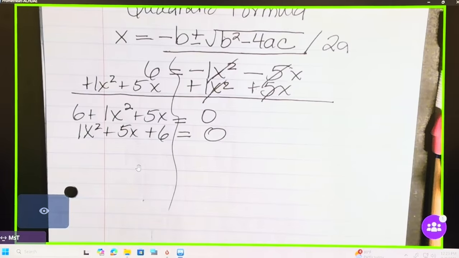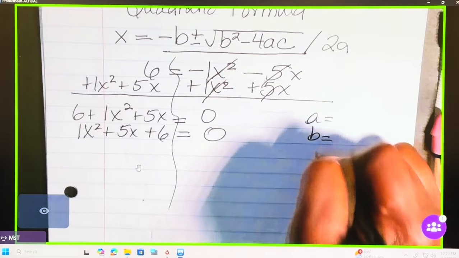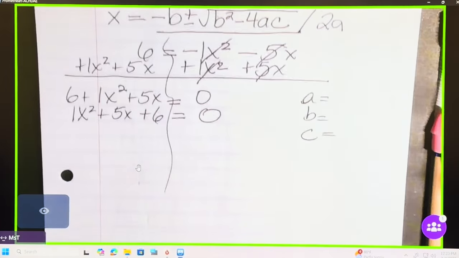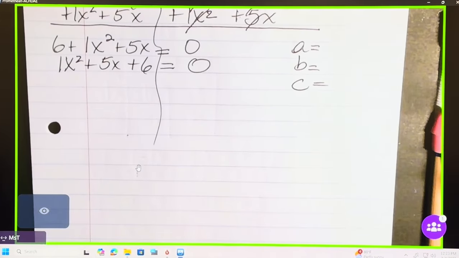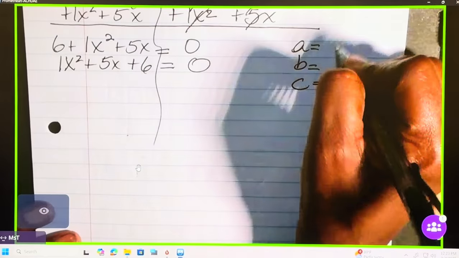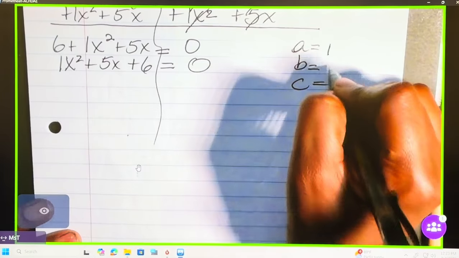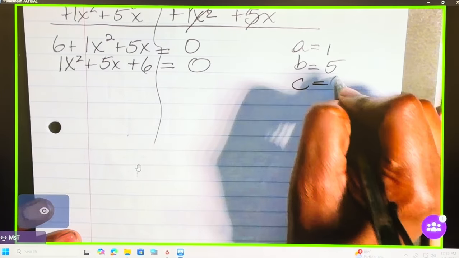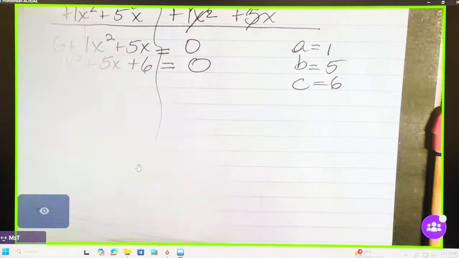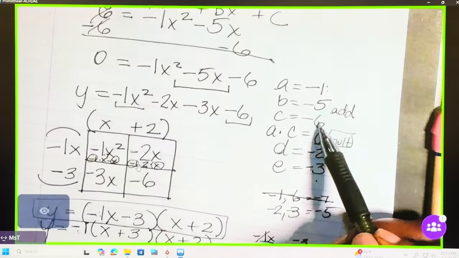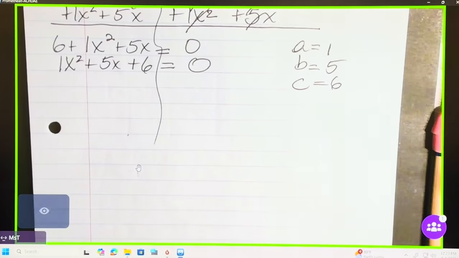No. So now I'm going to put A equals, B equals, C equals. Why is it that I can jump to A equals, B equals, C equals now? Because it's in standard form. What is my A? 1. What's my B? 5. What's my C? 6. That is the complete opposite of what we had the first time, right? Yes. We had negative, negative, and negative. Now we've got positive, positive, and positive. That's always going to be true depending on which side you put it on. But it doesn't matter, right? It's the same thing. So what do I do now? Am I going to do A times C now? No. Why am I not doing A times C now?